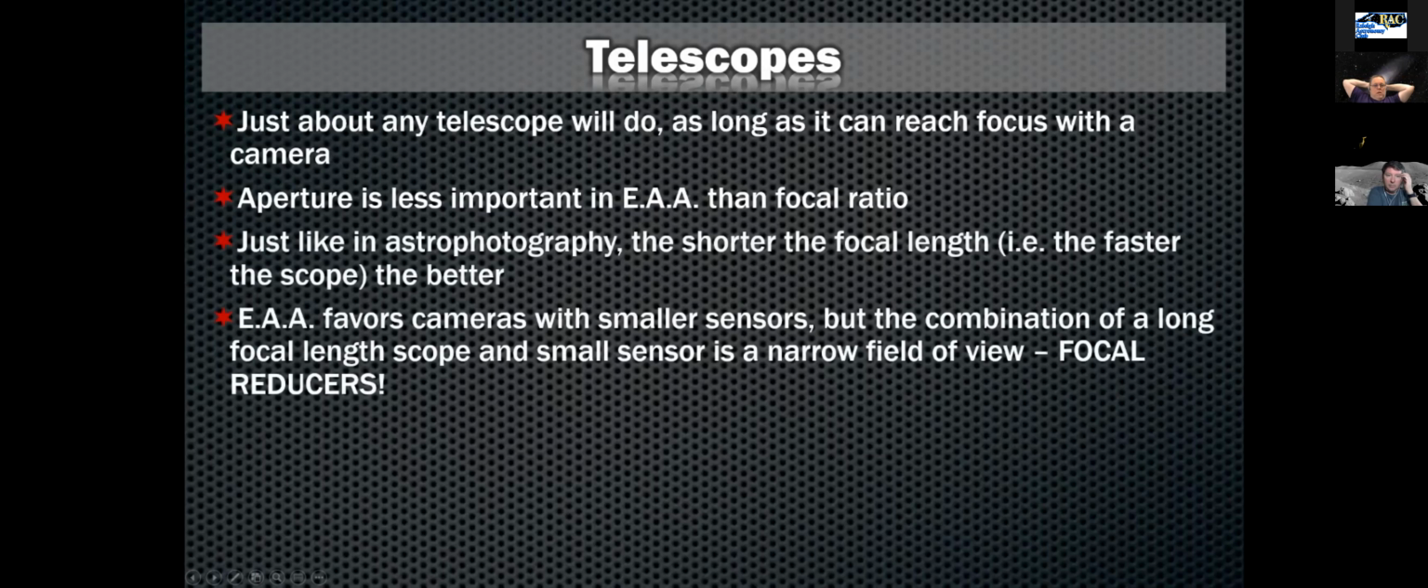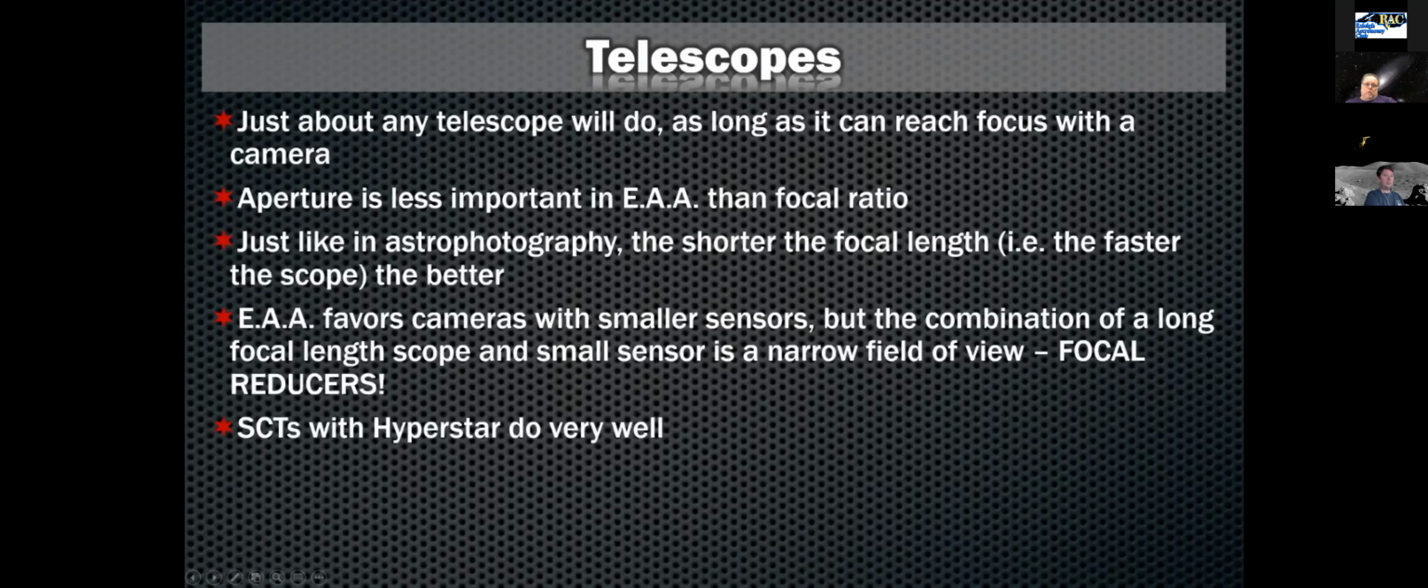EAA tends to favor cameras with smaller sensors. But that combination of small sensors and a long focal length can give you a very narrow field of view. So whatever telescope you're using, most of the time you're going to need some sort of focal reducer to at least get a field of view that is acceptable or easier to use. And this also comes into play when we talk about mounts.